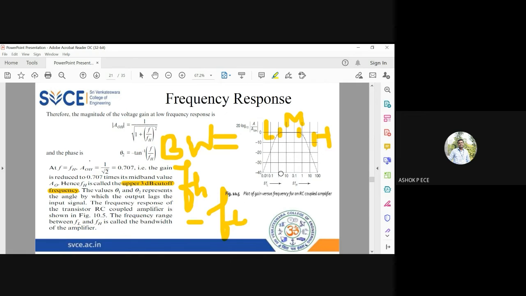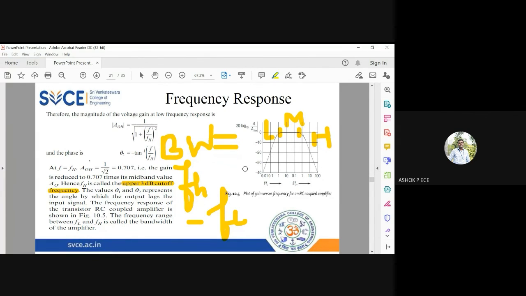On this frequency range, if you transmit your signal, you can have maximum amplification. If you transmit the signal at less than FL or more than FH, then the gain will be very, very less. So only in the mid frequency between FL and FH is the gain of the amplifier maximum and equal to constant. Outside the mid frequency, the gain is very, very less.